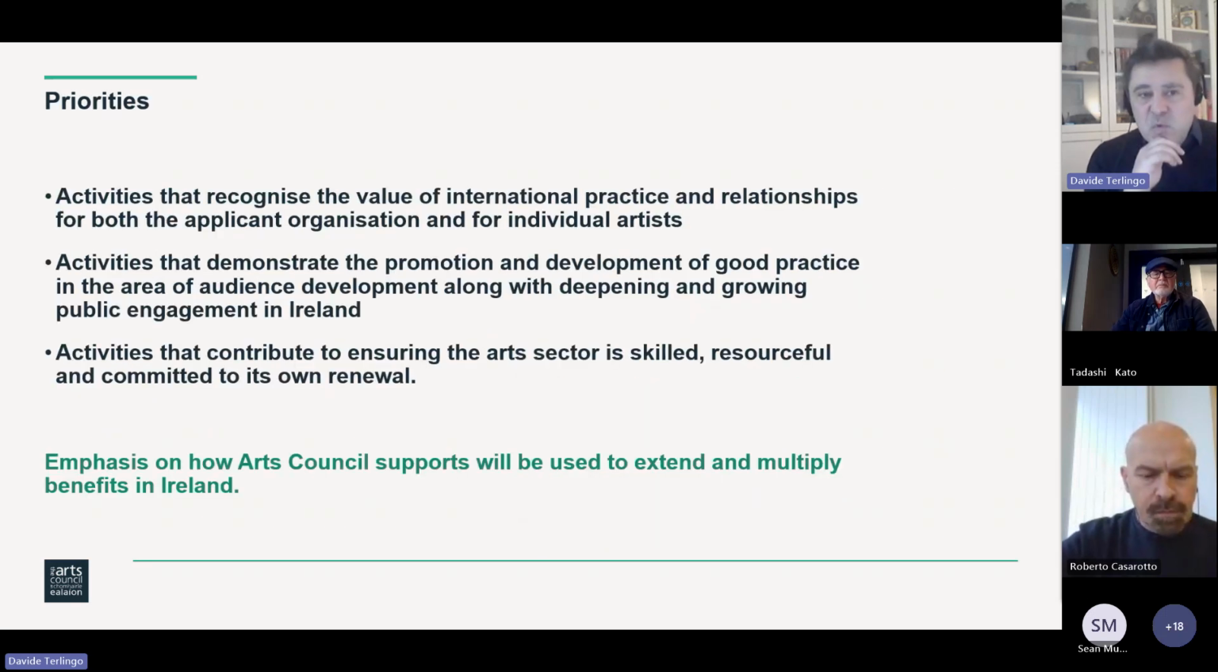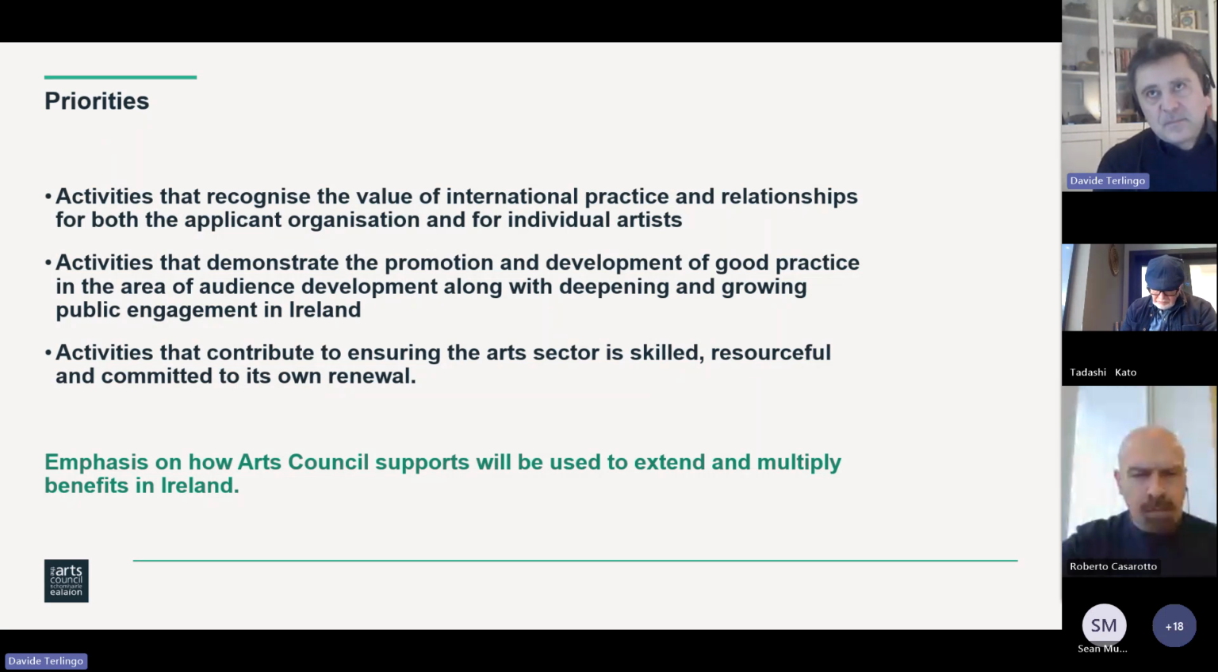Now we go a bit more into what we are trying to achieve with this funding program. In general, to have a sense of what we are looking for, so that can guide you in how to submit the application. The Arts Council money is there, first of all, to recognize the value of international practice and relationships, and that is something we want to prioritize when we look for evidence that organizations recognize this value. And it's not just about taking from the partners, but also a sense of mutual cooperation and exchange in the applications. So internationalism is a value that we promote in this funding program.